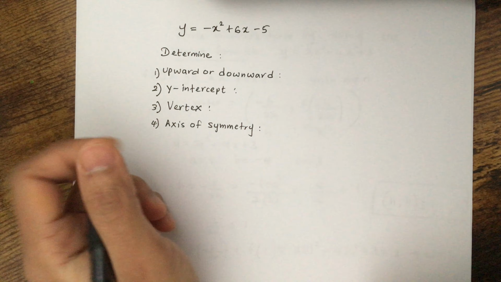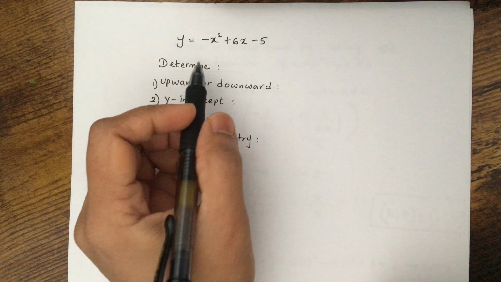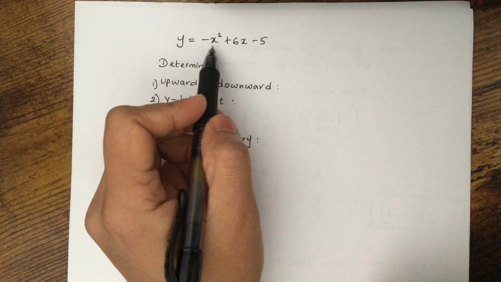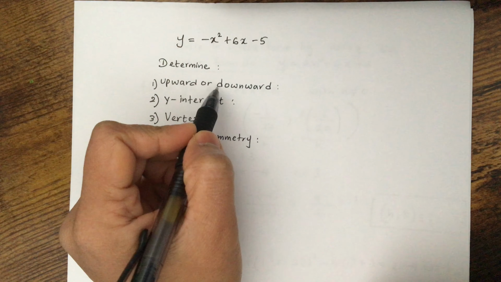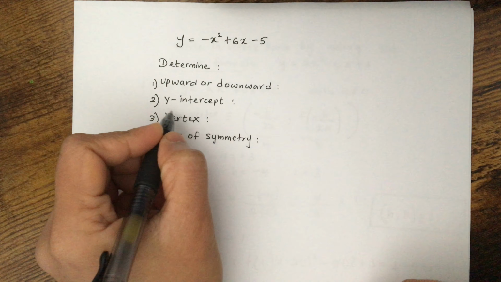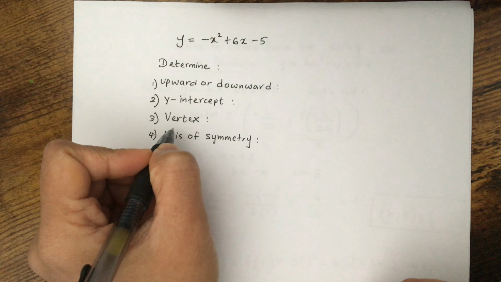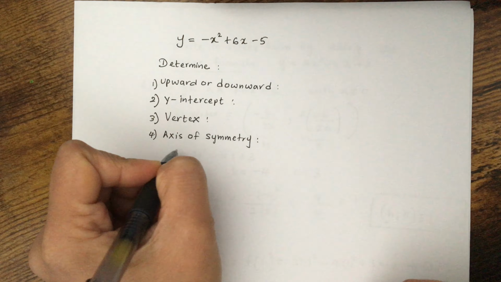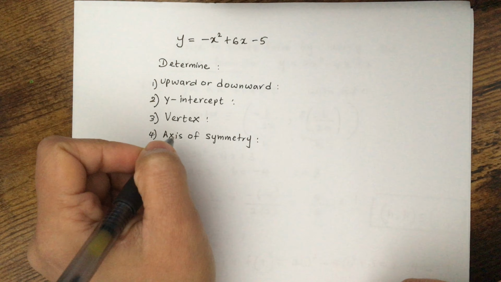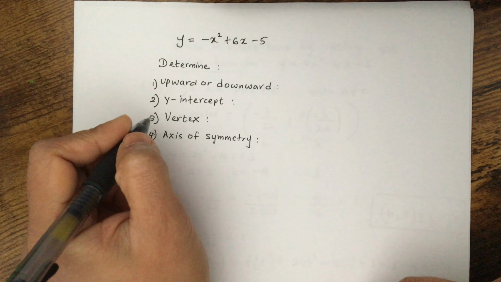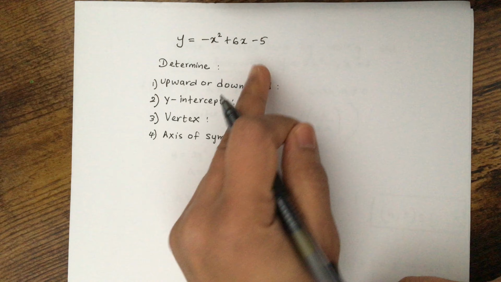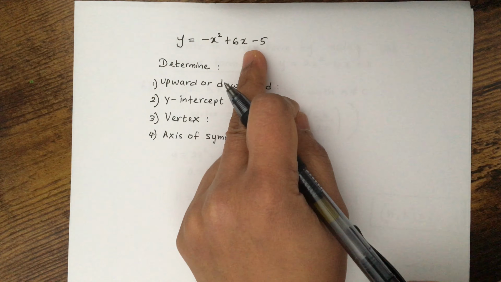So today we are going to look at this quadratic function, and we are going to find whether it opens upward or downward, the y-intercept, the vertex of the quadratic function and the axis of symmetry, right? So let's see how to find all these features and finally how to graph the quadratic function, right?